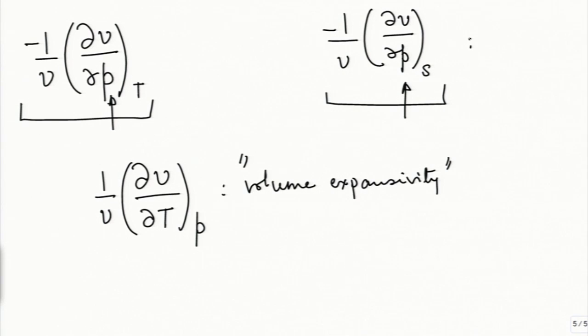Whereas both these things are compressibilities. The reciprocal of compressibility is bulk modulus. It's exactly the reciprocal of this. So you will have an isentropic bulk modulus and an isothermal bulk modulus. Over to you.